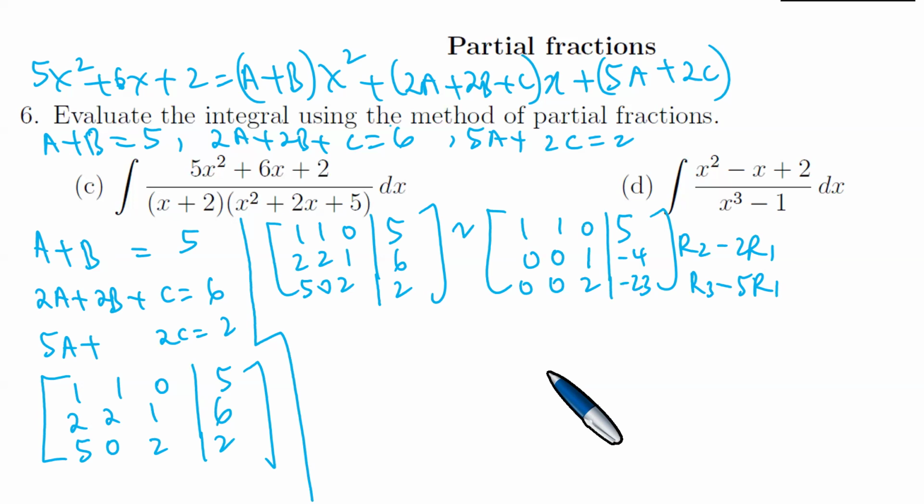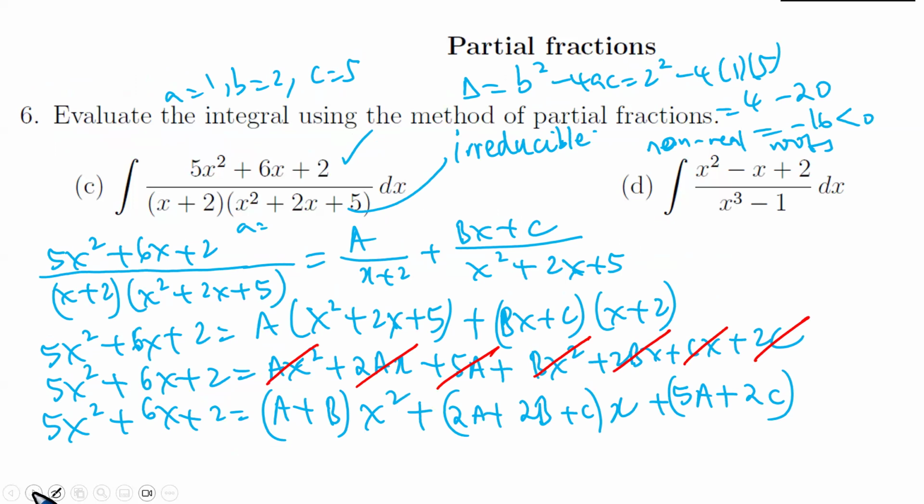That's very interesting. I'll have to check this out and see exactly what's happening here. Okay, let's just check again. So you have a plus b, 2a plus 2b plus c equals 6. 5a plus 2c equals 2.